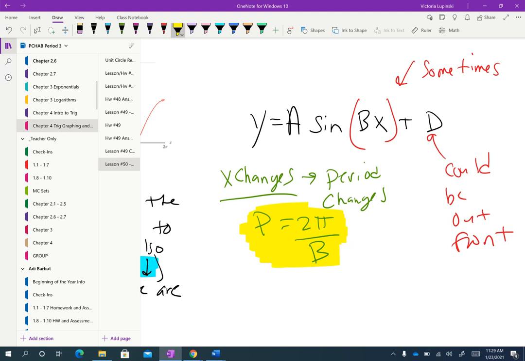So those are the only X changes that we know so far, and those are the only X changes we're going to stick with for today. But now let's go ahead and review our Y changes.